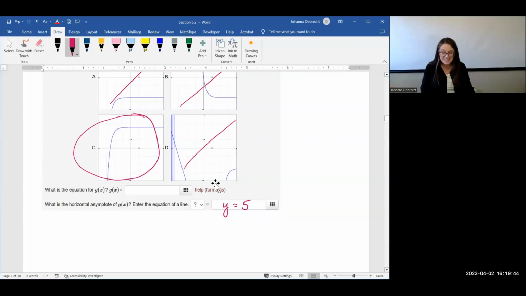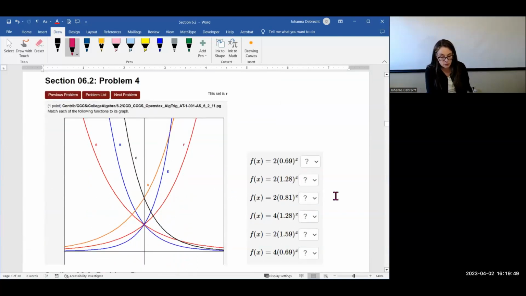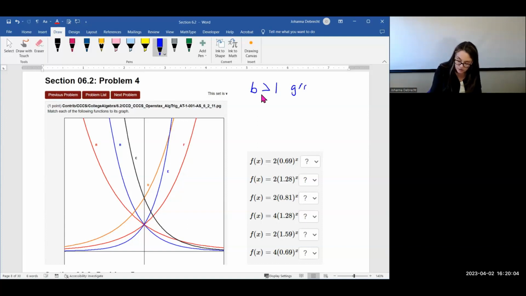So another problem, let's see if we can get that one worked out. Now this one is a little bit different. It wants us to match the function to the equation, so we have to know what's growing and what's decaying. Whenever you have b greater than 1, it's growth, which means it generally goes up like this. And when b is between 0 and 1, it's decay, which means it generally comes down like this.